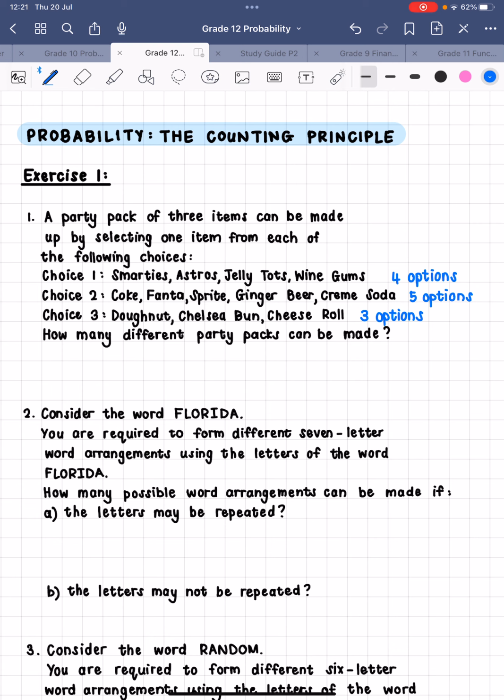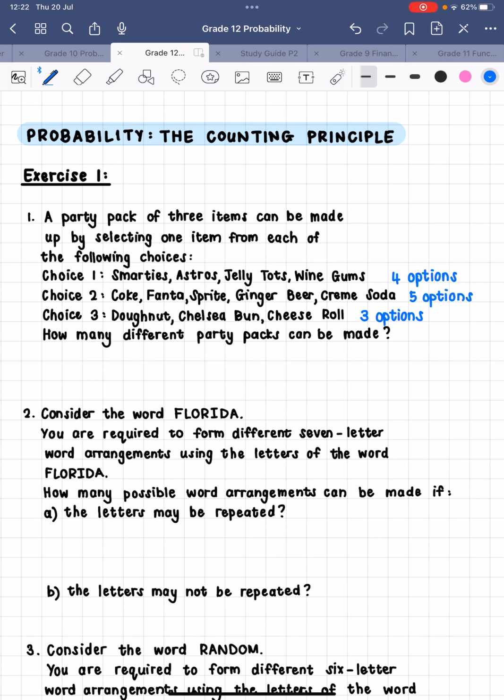Lunch is soon. Okay, they're asking us how many different party packs can be made. Now, guys, let's just think about this logically. If you choose Smarties for the sweet, right? You can either choose Coke and a donut. Okay, so that's one option already. Or you can choose Smarties and Coke and a Chelsea bun. That's another option. Or you can choose Smarties and Sprite and a cheese roll. That's 3 options. All right, or 3 different party packs. So from these 3 choices here, we already have 3.